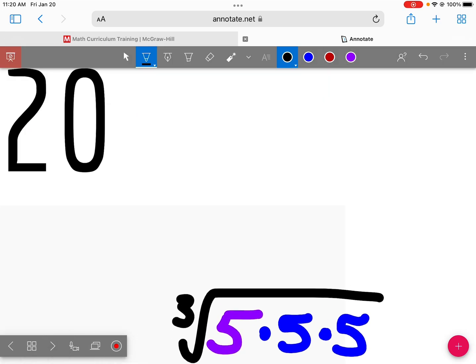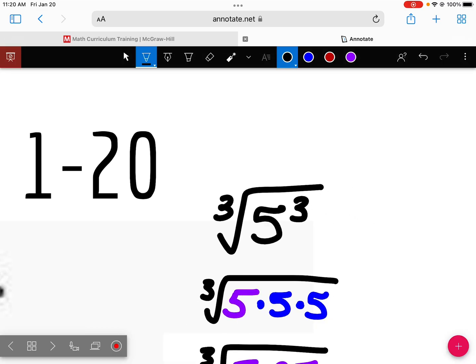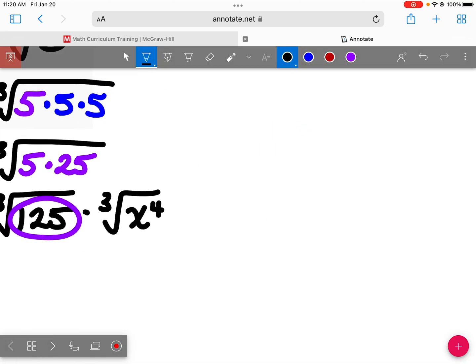Or another way that I could write this exact same idea is the cubed root of 5 cubed, because I have 3 5s all being multiplied together. What is the cubed root of 5 to the third? Yeah, so I'd have 5 to the power of 3 divided by 3, because I divided by my index. What is 3 divided by 3? 1. I get 5 to the first power, or just 5. All right, so I get 5 from that first cubed root.